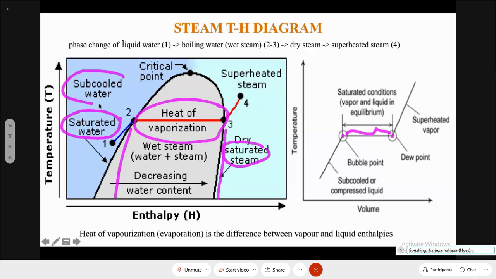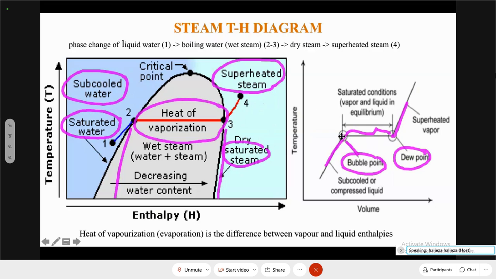Subcooled water is a liquid that is below its boiling point. This is superheated steam that is above its dew point. Okay, any questions? That is your bubble point, that is your boiling point, that is your dew point. Dew point means the first drop that appears. If you're coming from steam and you go down, that's the first drop, that is the dew point. And if you're coming from liquid, the first bubble, that is your bubble point.